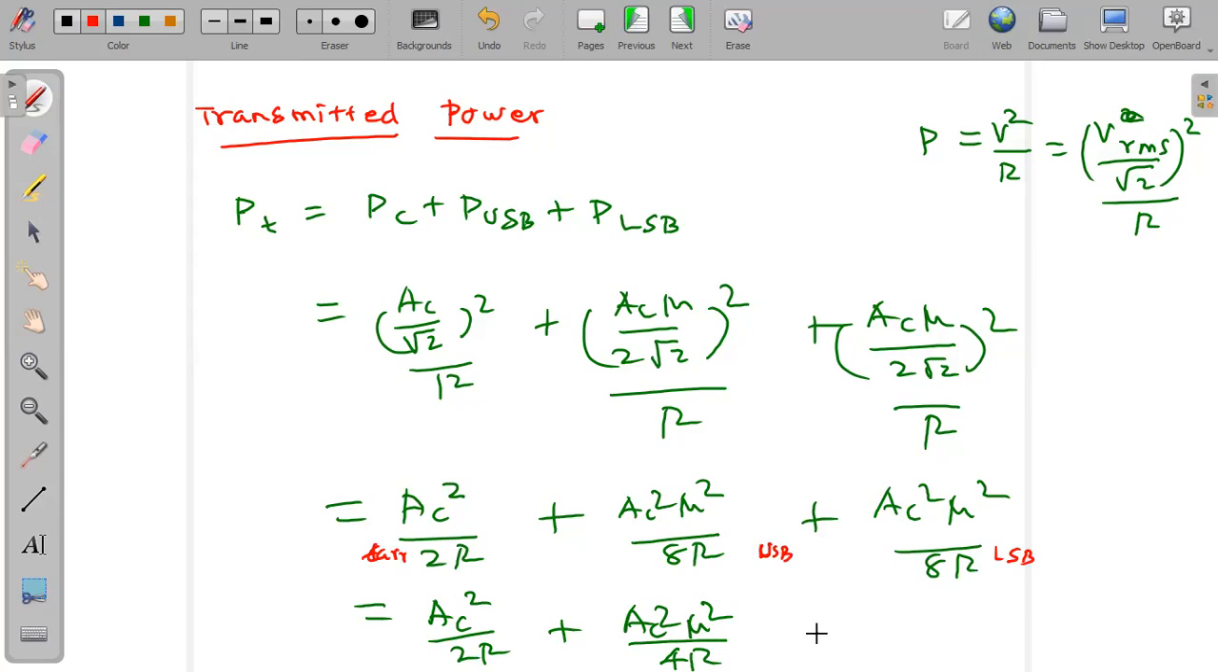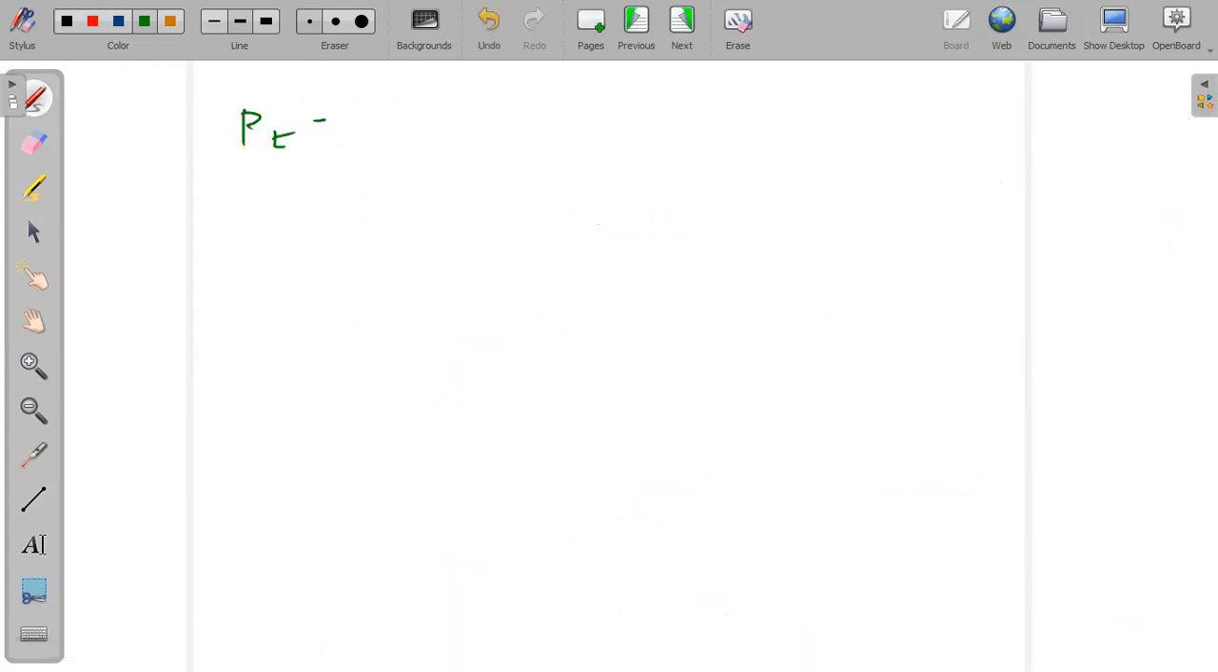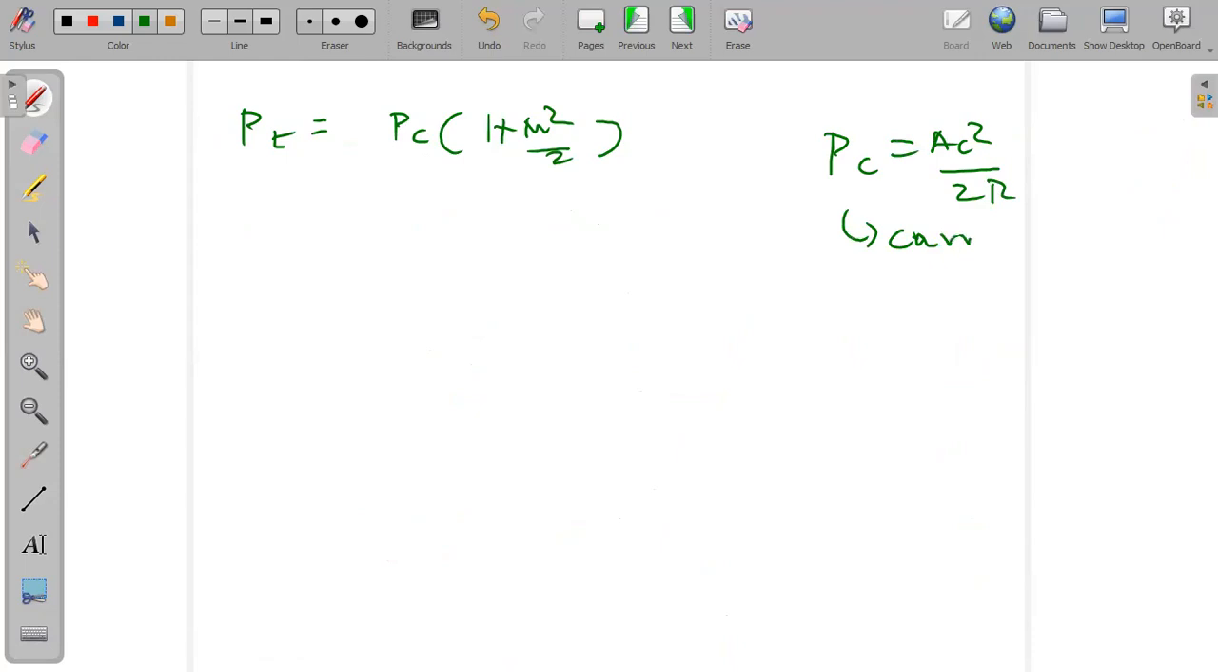Carrier oda component. So total power, this is PT, it is Ac square by 2R, or a common வெளிய எடுத்துட்டோம்னா 1 plus mu square by 2 னு எழுதிக்கலாம். That is PT is Pc into 1 plus mu square by 2. So here Pc is nothing but Ac square by 2R. So this is Pc is nothing but carrier power, or this problemல unmodulated power னு இத கொடுத்திருப்பாங்க. So unmodulated power னு இத சொல்லலாம், carrier power, right? Okay.